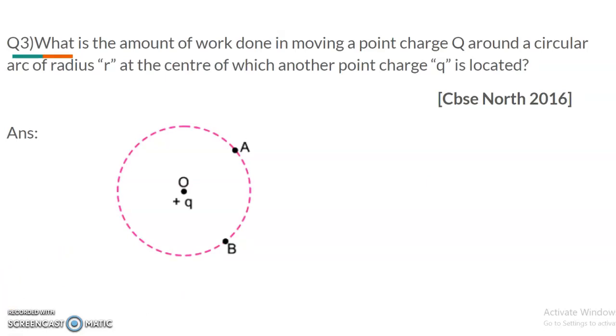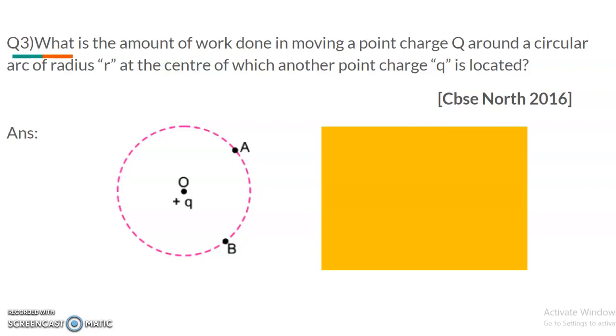Coming to the third question, what is the amount of work done in moving a point charge Q around a circular arc of radius r at the center of which another point charge Q is located? So this is the arc containing the charges A and B, where we have drawn the rest of the circle. Okay. So from this figure, we can see that since both A and B lie on the surface, their potentials are going to be same.